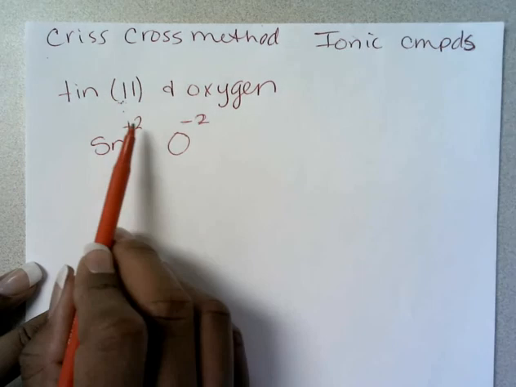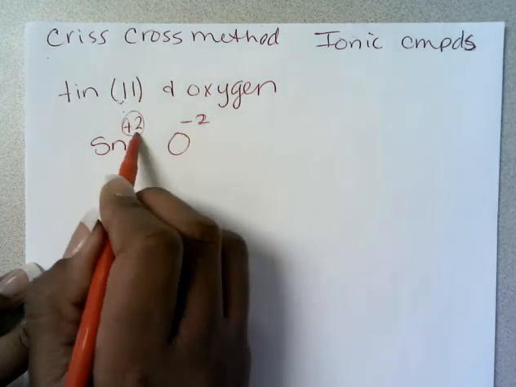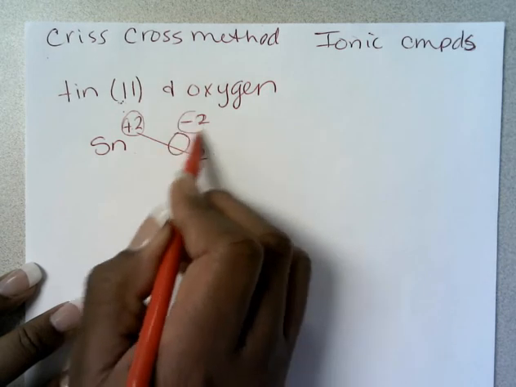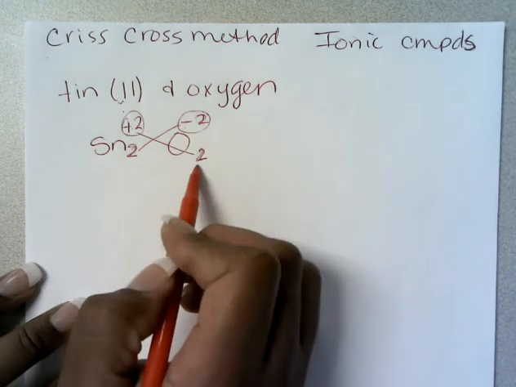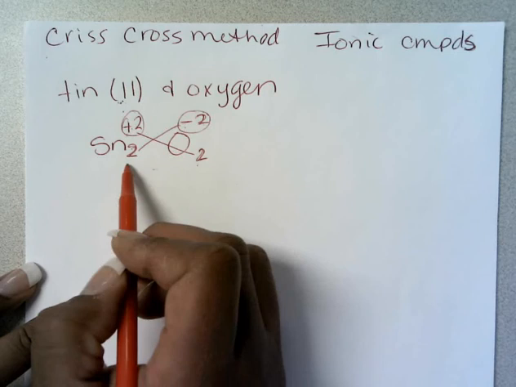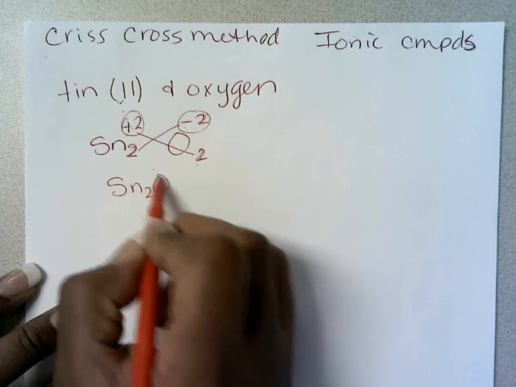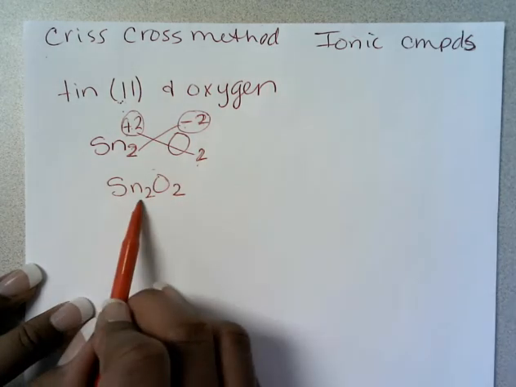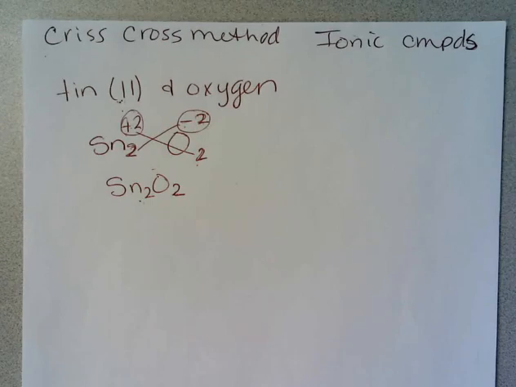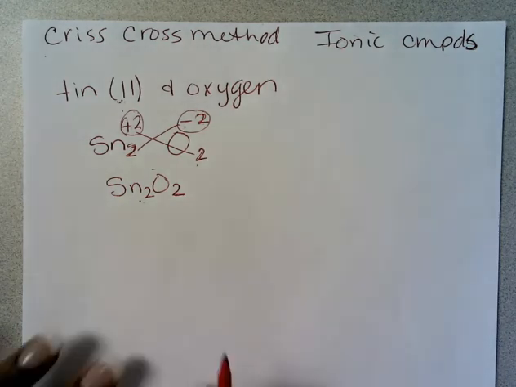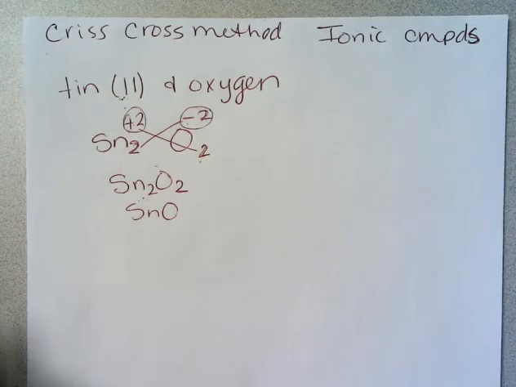Once you set up the oxidation numbers, you do what we call crisscross. The +2 is going to come down as a subscript for the oxygen. The -2 is going to come down as a subscript for the tin. You do not bring the charge, only the number. Notice, I only brought the number down. So when I rewrite this as a formula, it's going to be Sn2O2. Now notice, we can simplify. Both of these are 2, so you don't have to use both. You want to simplify that. And when you simplify it, that's how we ended up with SnO, because 2 can go into both of these in order to make it simple.